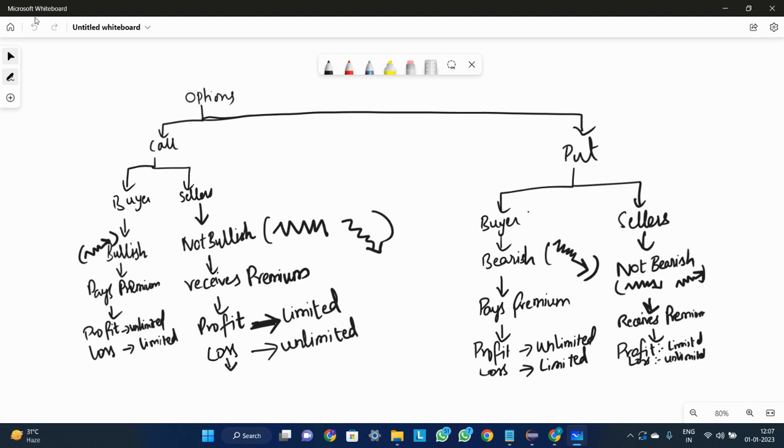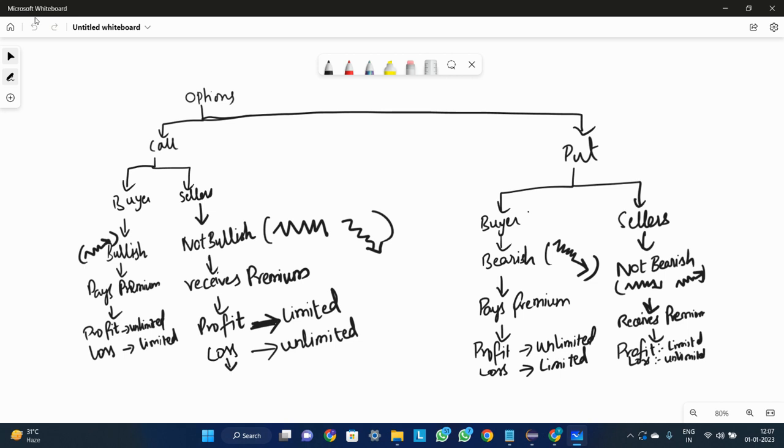Now, what about a call seller? He's not bullish. He believes that the market will be sideways or it will go down, bearish, and he will receive a premium. And in this case, the profit will be limited, the loss will be unlimited. Because what is the profit? The premium that the call buyer pays. Now, in the case of a put buyer, he is a bearish person. He pays the premium to the put seller, and the profit here is unlimited because the price can go down, and he will be able to sell his assets at a higher price, and the loss is limited.